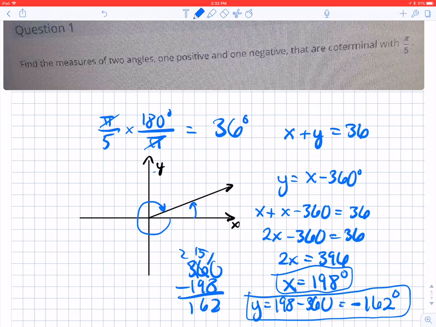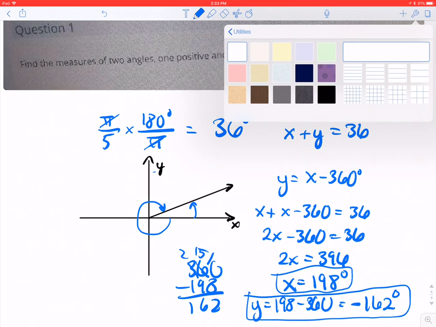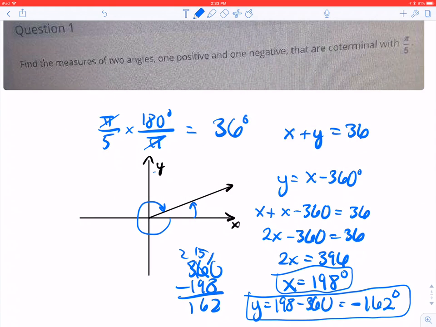Negative 90 is at the bottom, negative 180 is too far, so they're both in quadrant 3. The difference is 36 degrees. This is about the best I can do, so I'll leave this one here. If there are any changes or errors, just update me, and we might go live with this one. But I got the angles of 198 and negative 162. Let me think about it one more time.